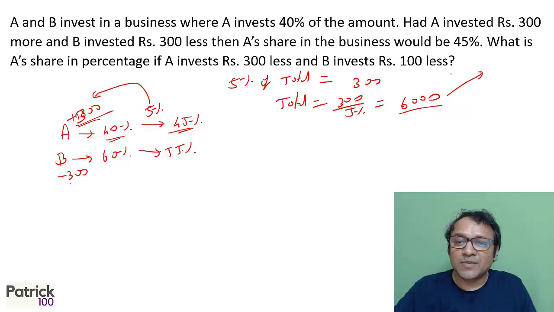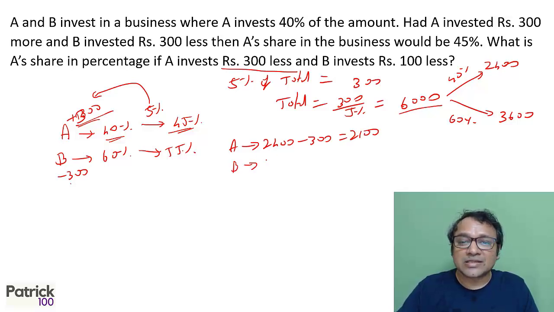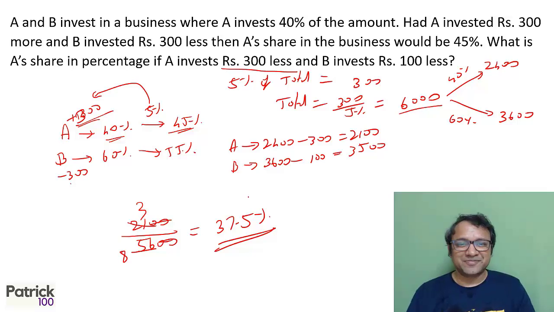That means A is 40%, which is 2,400, and B is 60%, which is 3,600. Now A invests 300 less, that means A invests 2,400 minus 300, which is 2,100. B invests 100 less, 3,600 minus 100, 3,500. So in total they invest 5,600, from which A is 2,100. If you look at it, it becomes 3 upon 8. 3 upon 8 is 37.5%. That will be the answer, 37.5.